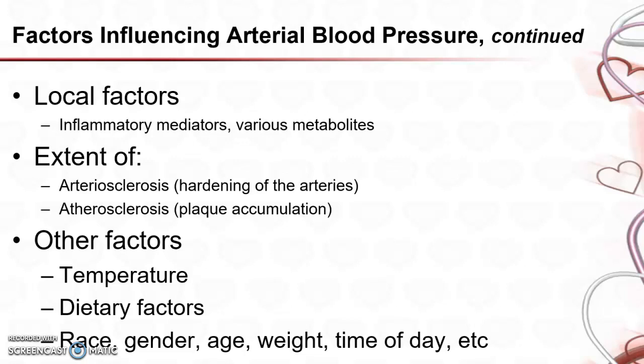Dietary factors: what type of foods is the person eating? Are they eating high salty foods? So think about anything that's processed or canned or boxed. Luncheon meats, sausages, canned foods, prepackaged soups, macaroni and cheese, those types of things. Or are they eating foods that are high in saturated fats? And then some of our risk factors include race, gender, age, weight, time of day, things like that that affect blood pressure. And we'll talk about each of these a little bit more.